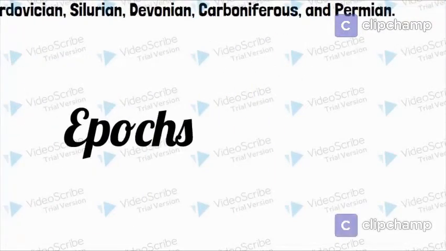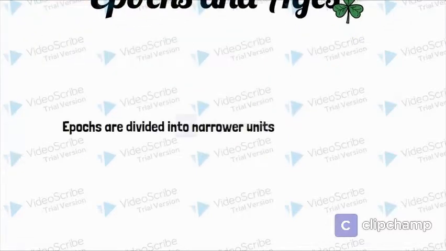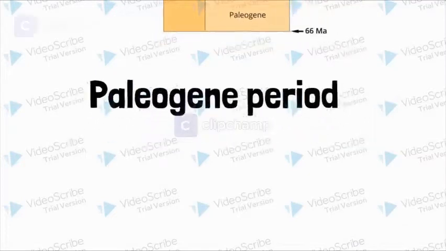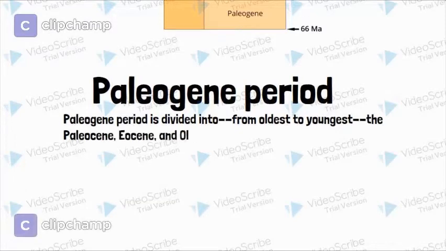Epochs and ages. Epochs are divided into even narrower units of time, called ages. The Paleogene period is divided into, from oldest to youngest: the Paleocene, Eocene, and Oligocene epochs.